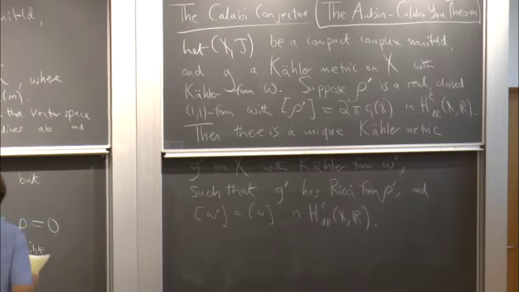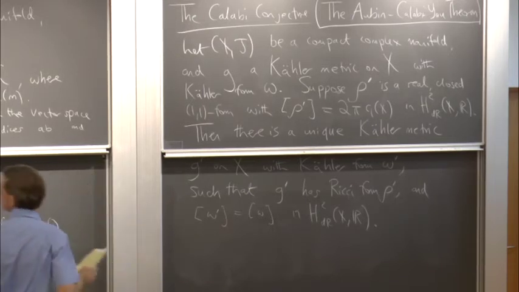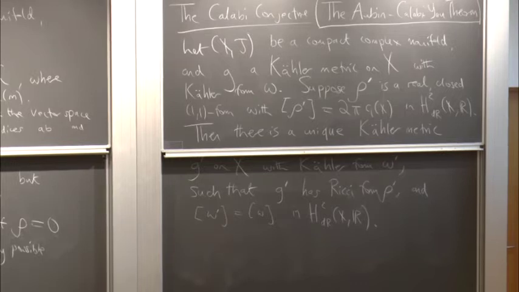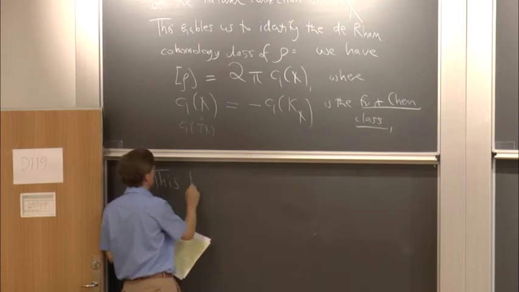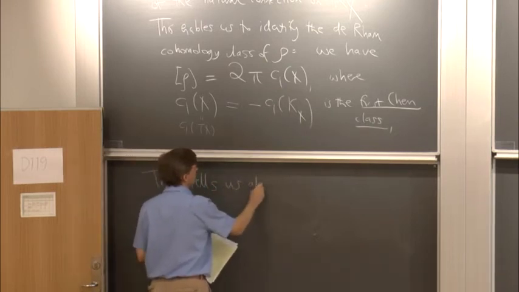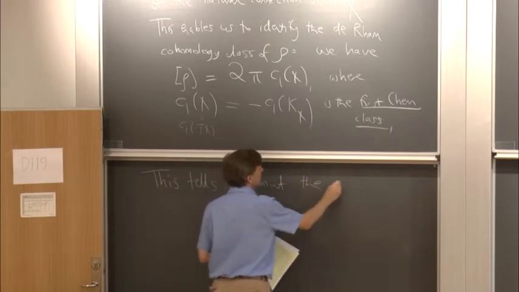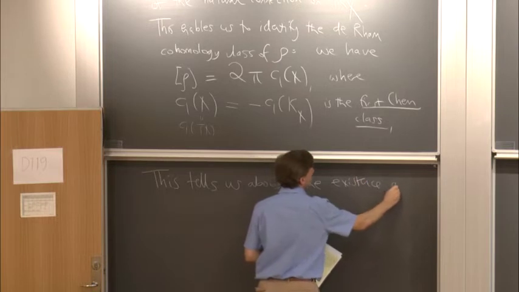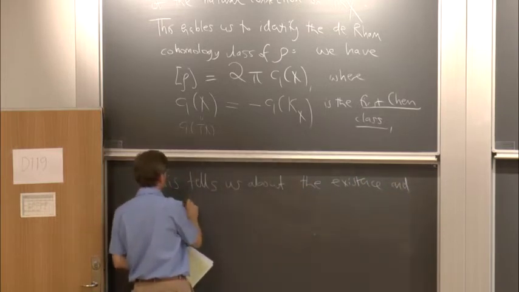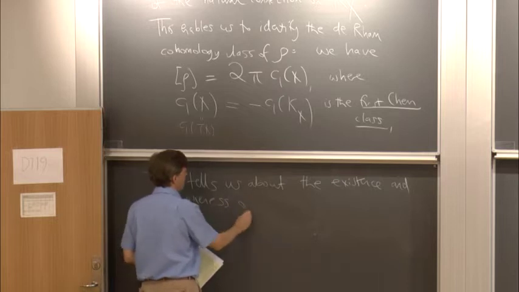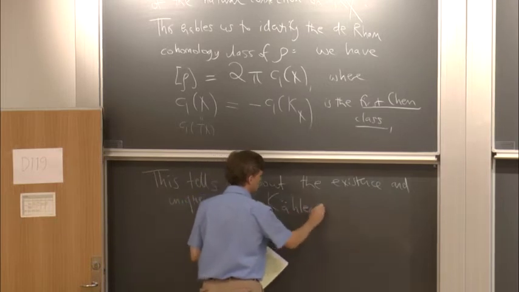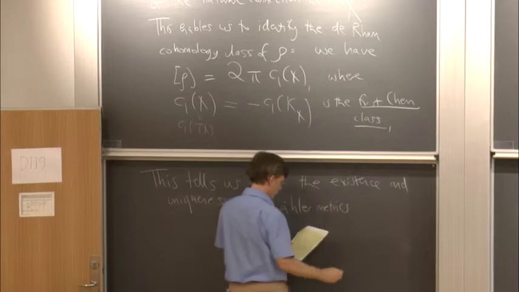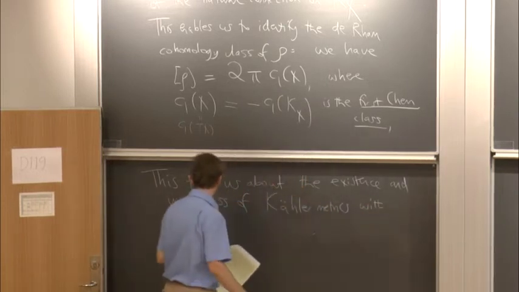Okay, so a few comments on this. So this tells us about the existence and uniqueness of Kähler metrics with prescribed Ricci curvature.